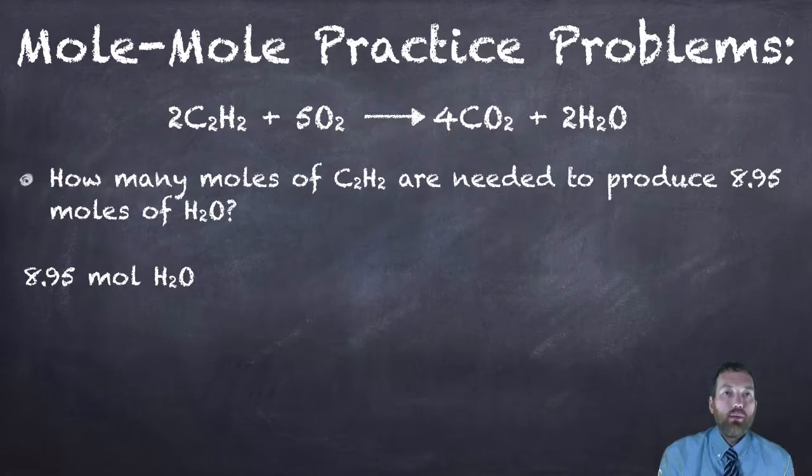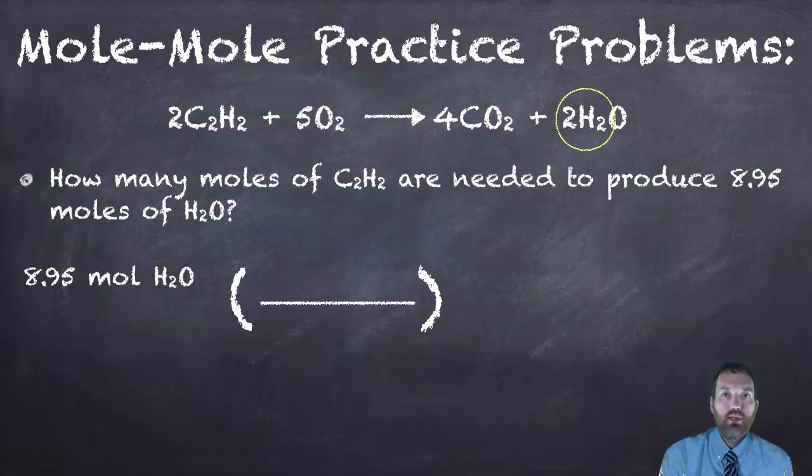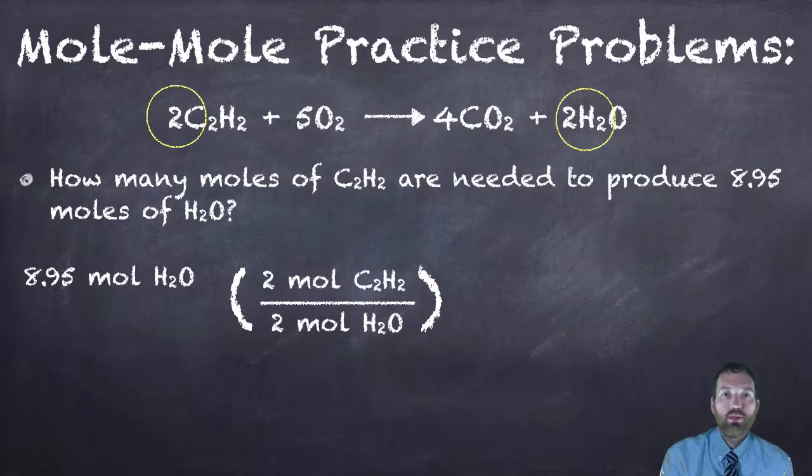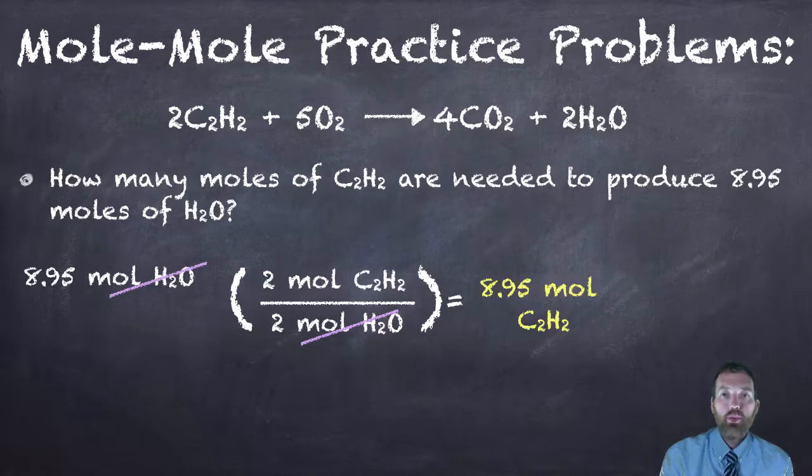Okay, so again, we start with what they give us, 8.95 moles of water, and then we set up a bracket. I want moles of water to cancel off, so I'm going to put that on the bottom. 2 moles of water on the bottom, and I want to turn it into moles of C2H2. I can see that there are 2 moles of C2H2 for every 2 moles of water, so I'll put 2 moles of C2H2 on the top. Okay, so multiplying by 2 and dividing by 2 is really dividing by 1, or multiplying by 1, so my answer, of course, is going to be 8.95 moles of C2H2.